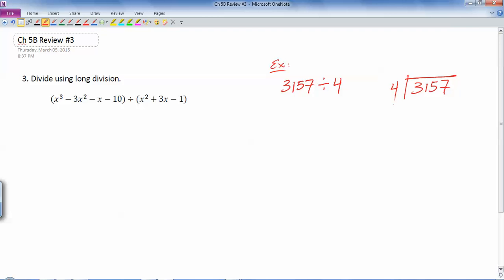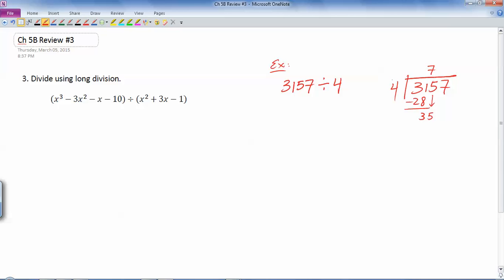And then you figure out, well, does 4 go into 3? No. So let's look at, does 4 go into 31? It goes in 7 times. And then you do 7 times 4 and you get 28. And then you subtract the 28. And so 31 minus 28 gets you 3. And then you bring the 5 down.